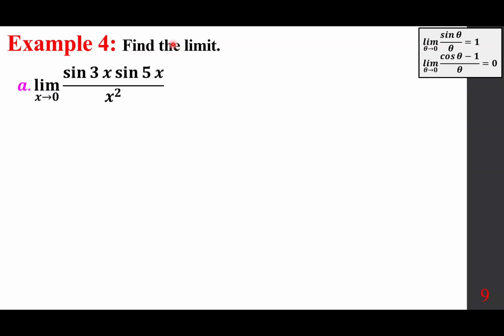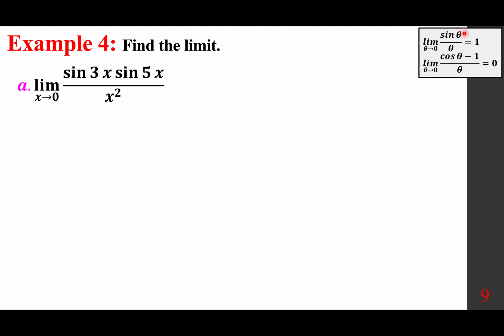So we're going to continue. We are going to go to the next example. So we want to find the limit, part A, the limit of sine 3x sine 5x over x squared as x approaches 0. And reminding everybody of a couple of important limits. For now, we're going to use those limits to get to the answer. So the limit of sine theta over theta as theta approaches 0 is 1. So we want to use that. And the second one, the limit of cosine theta minus 1 over theta as theta approaches 0 is equal to 0.